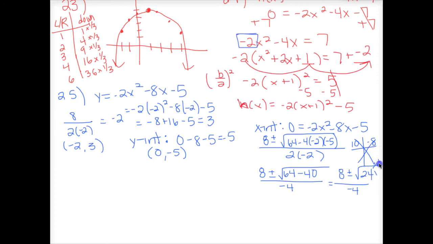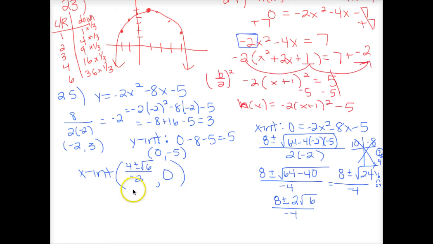So it's 4 times 6. 4 is 2 times 2, so that means a 2 gets to come on the outside. 6 is 2 times 3, but nobody has a pair, so the 6 has to stay inside. So I've got 8 plus or minus, again, a 2 comes outside, so 2 radical 6 over -4. Now, final step, all 3 of these are divisible by 2. So that gives me final answers for x-intercepts when I divide by 2: 4 plus or minus radical 6 over -2. And then remember they're ordered pairs.